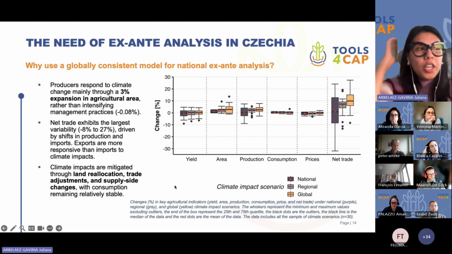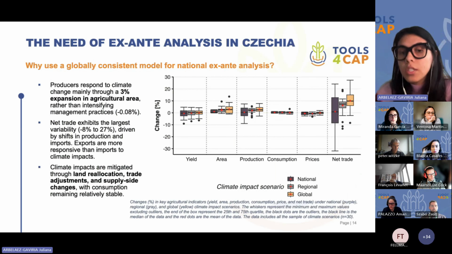Now I would like to share with you some of the results. Those results are preliminary and come, of course, from the work that we have done before with GLOBIOM when we start using this model in the Czech Republic.